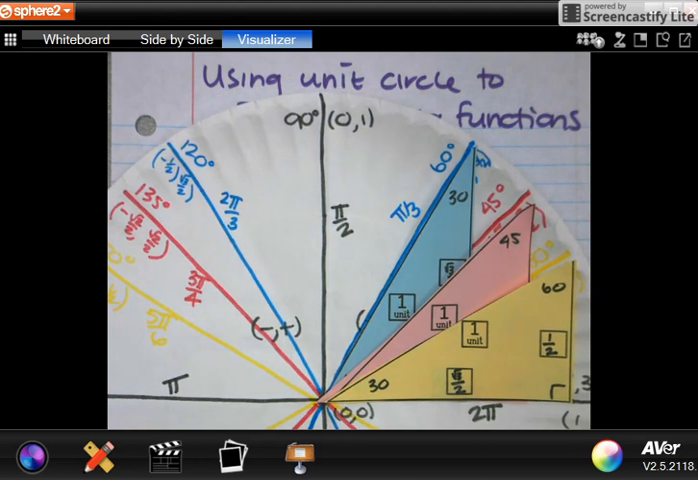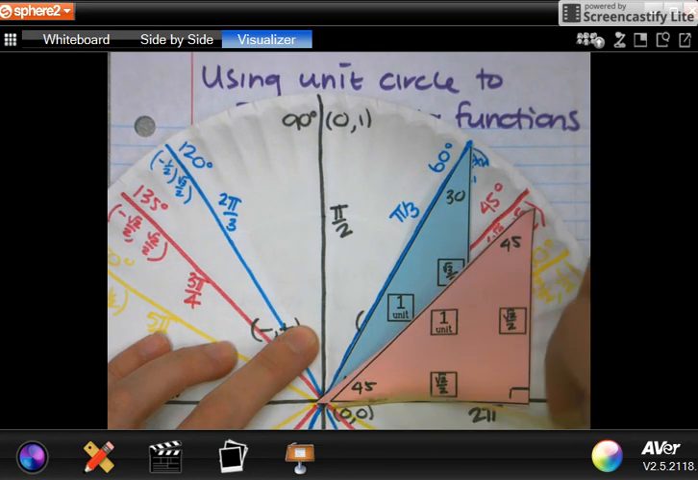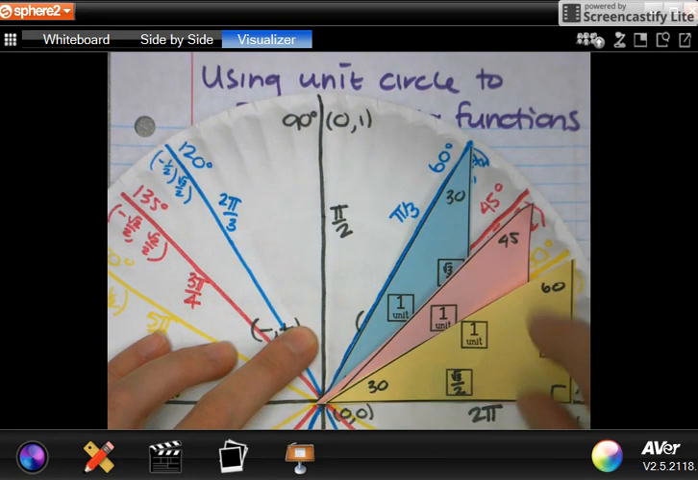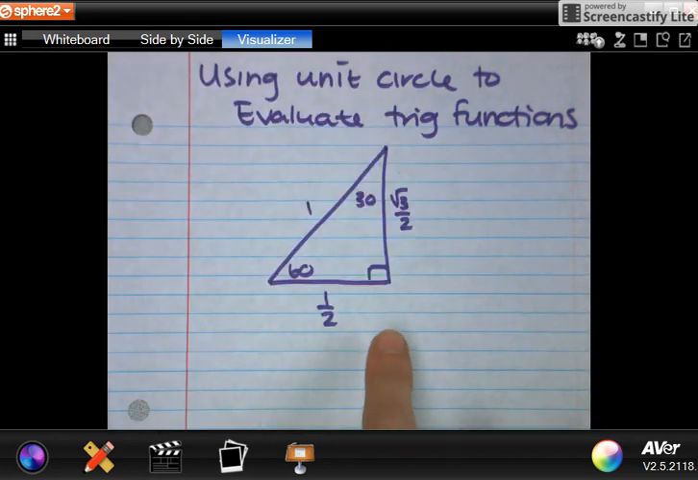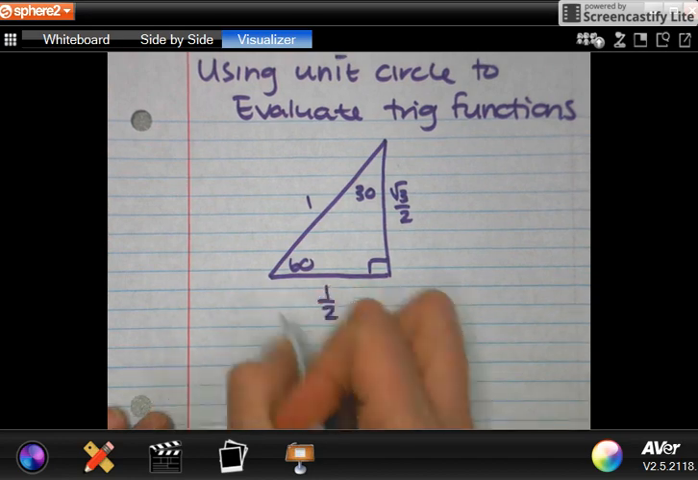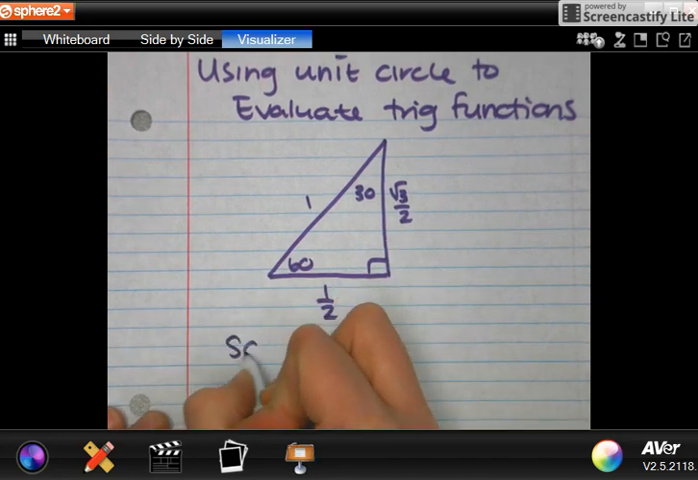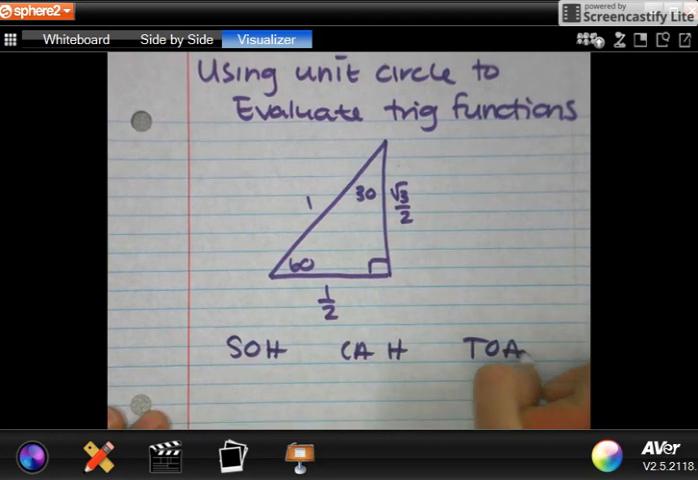Today we're talking about using the unit circle to evaluate trig functions. If you remember the plate activity we did, there are these triangles that we filled out using the special right triangle formulas. In my notes, I've copied down the 60, 30, 90 triangle with all of the sides. These are right triangles, so we know we can apply SOHCAHTOA to each of those three triangles. That's just basic right triangle trig.